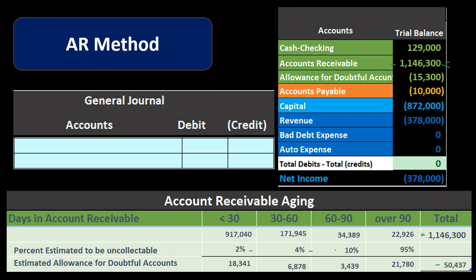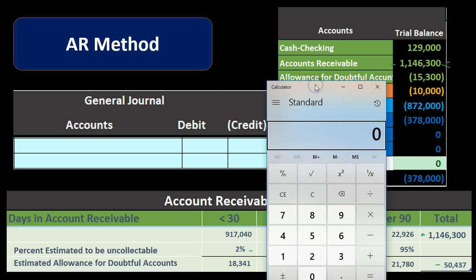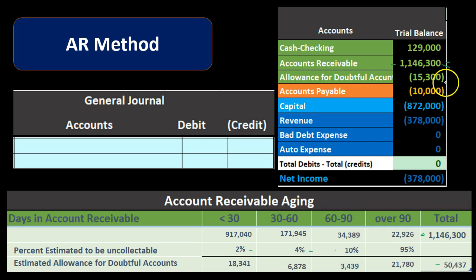Therefore, the adjusting entry, if we take out the trusty calculator, is going to be the 50,437 minus the 15,300. That's how much it needs to be increased by. Now, it's possible for this account, before we start, to actually have a debit balance. And why would that happen?